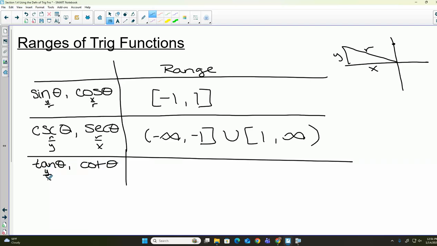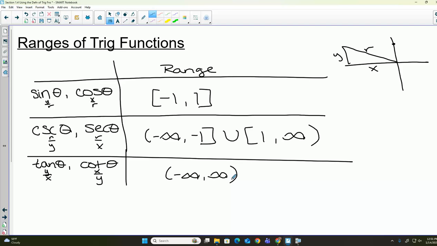Okay, tangent and cotangent. Y over x and x over y. Is there any rule on if x or y has to be bigger? No. Those can be any number. So these are what the trig functions can be equal to. Sine and cosine, it's only things between -1 and 1. Secant and cosecant are the reciprocals, so smaller than -1, bigger than 1. Tangent and cotangent can be anything.